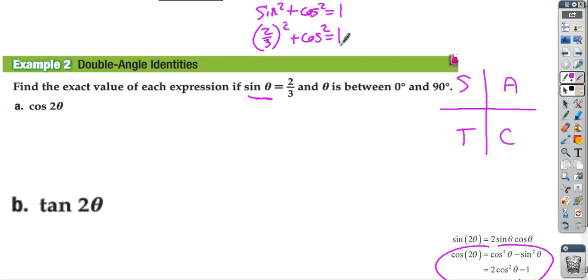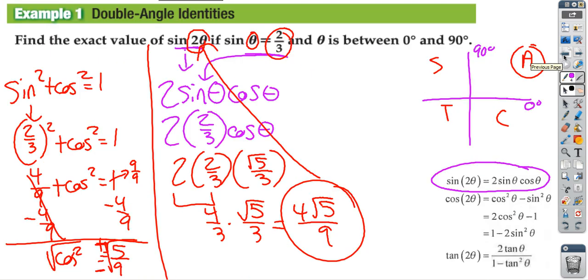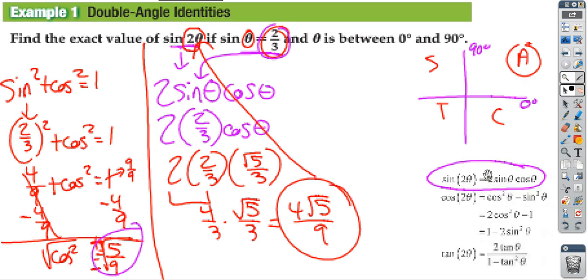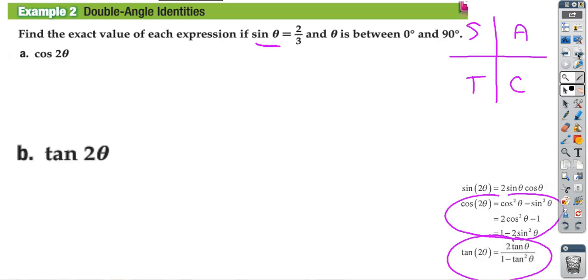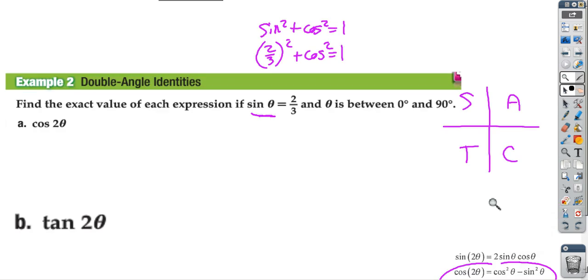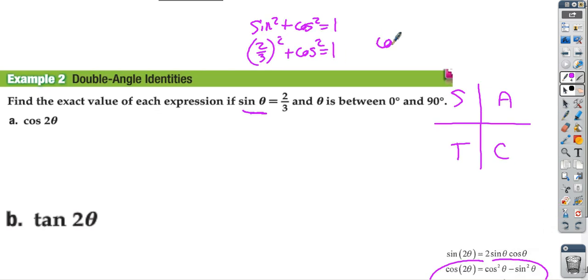And actually, I think we did this exact one before. They told us, just to recall, yep, they told us right here on this other problem that sine was 2/3, and when we did that, we got cosine equaling radical 5 over 3. So let's save ourselves a step there and just fill in what cosine is right here. It's radical 5 over 3.